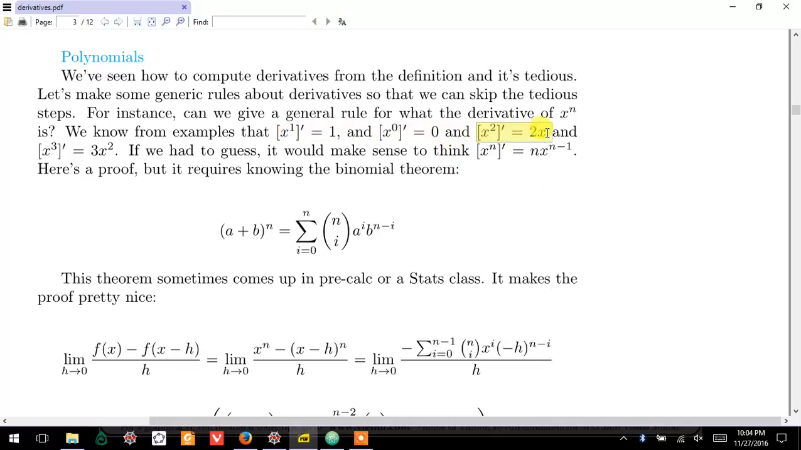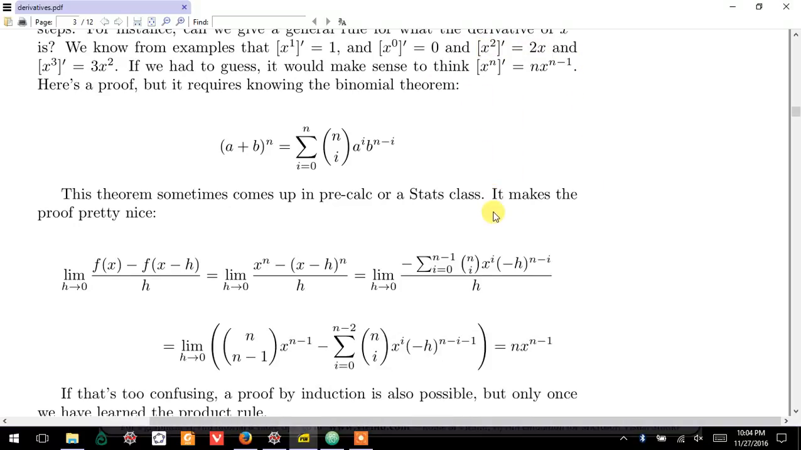Clearly, this one's even easier to see because you drop the 2 down in front, you subtract 1 off of the exponent, and x to the 1 is x. So even in this case, the rule even more obviously applies, and then here it's just completely obvious how the rule applies. So it's reasonable to think that this applies for all possible values of n.